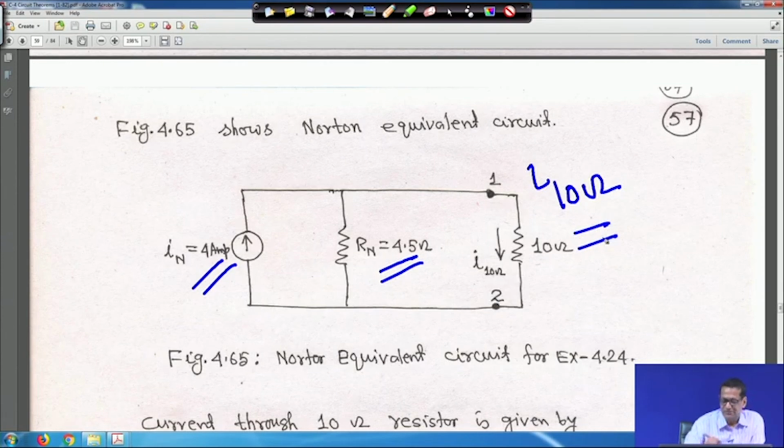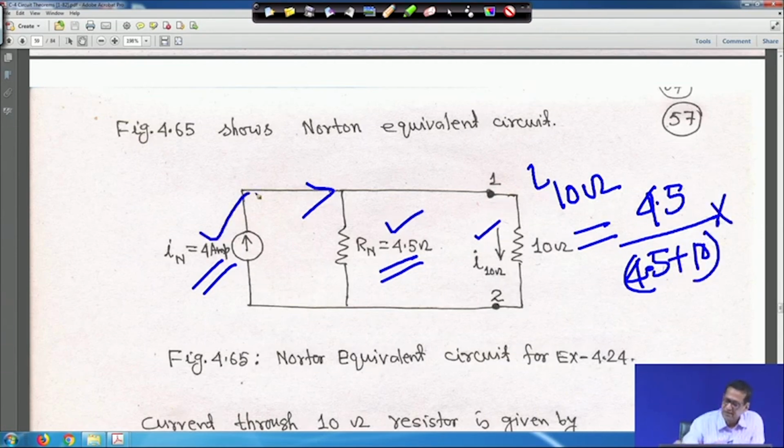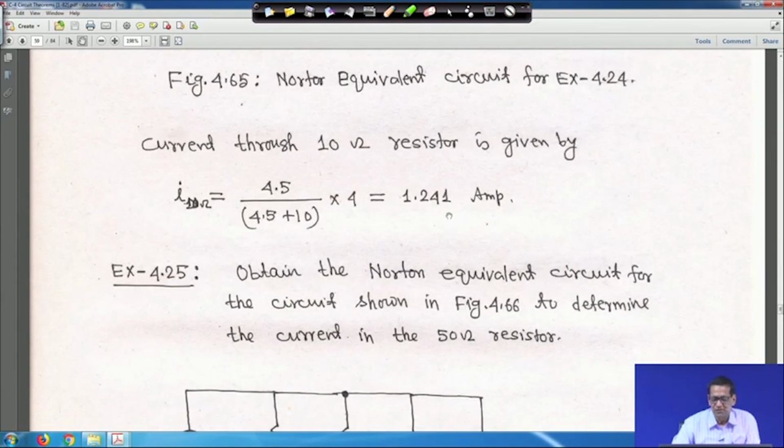So, I10 ohm is equal to, this is your 4 ampere current, this is a current source. So, current division method: I10 is equal to 4.5 divided by 4.5 plus 10, because these are in parallel, into this 4 ampere, whatever it comes, that will be your I10. The numerical value is given below, that is the current through this 10 ohm resistance. So, let me clear it. It actually comes to 1.241 ampere, right.